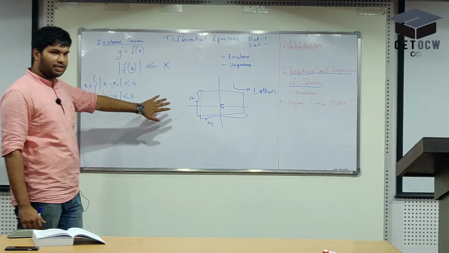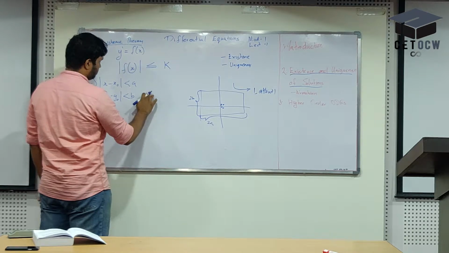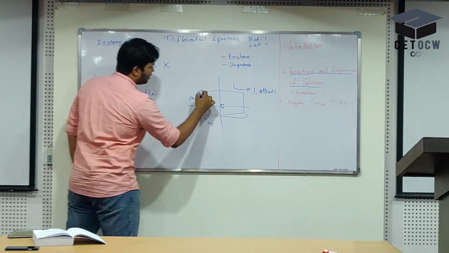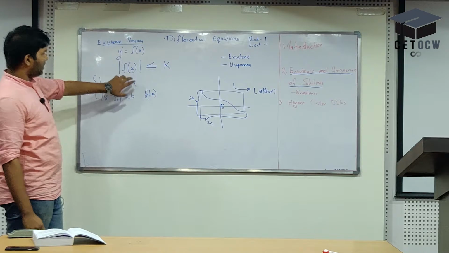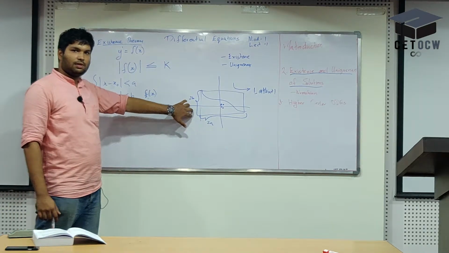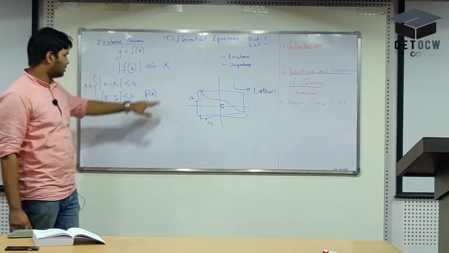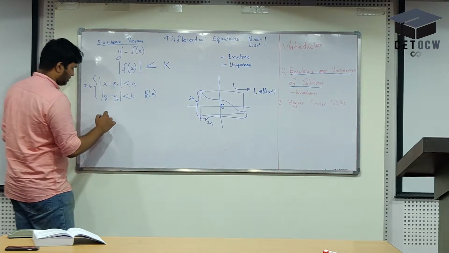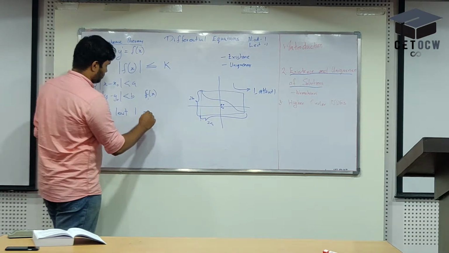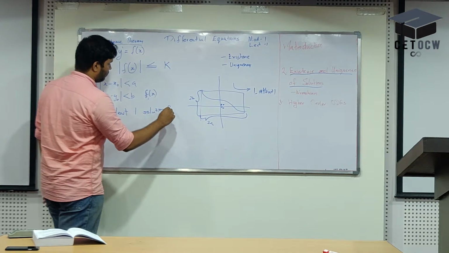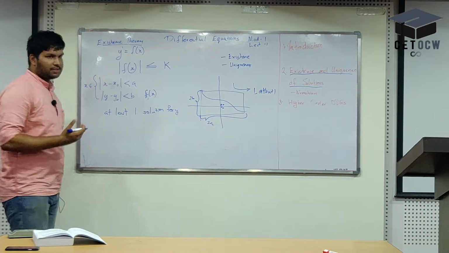If we can establish such a region and then say that y dash, or let's say f of x, is continuous in this region, that is, there are no break points, and you can say that it is bounded in this region, that is, it has a finite value in all its points and a value that is less than k, an arbitrary constant, then you can say that there is at least one solution for y. This is the existence theorem.